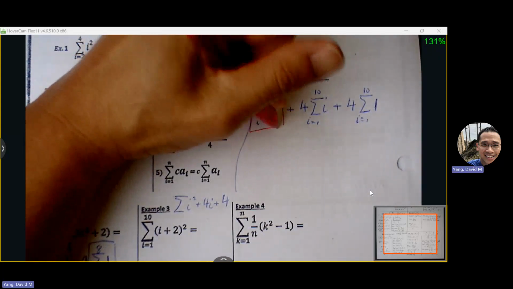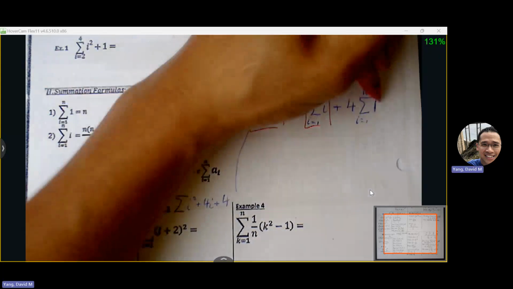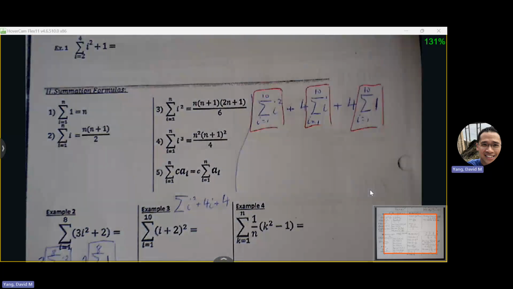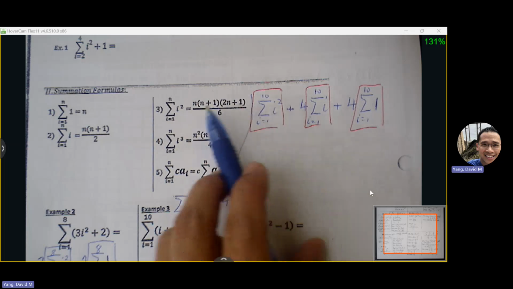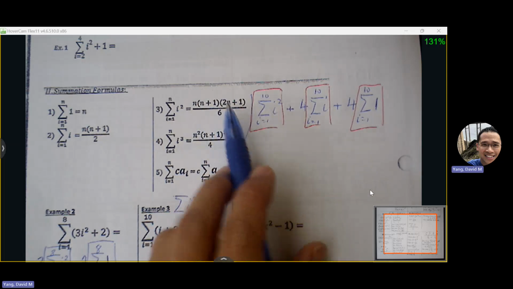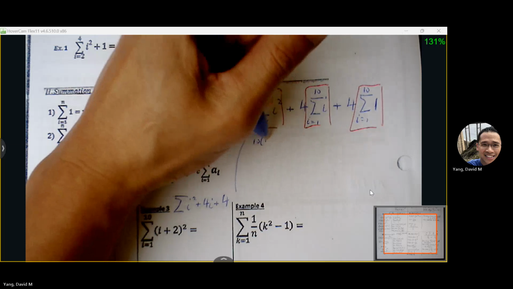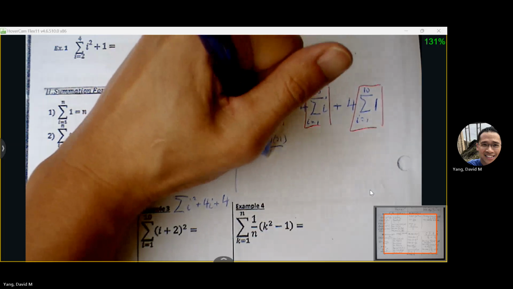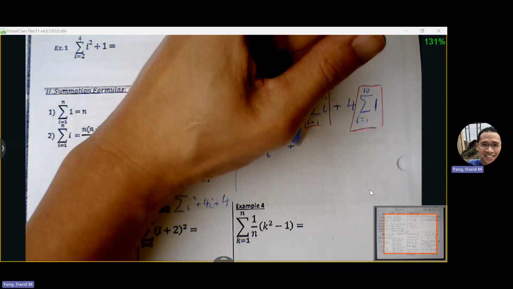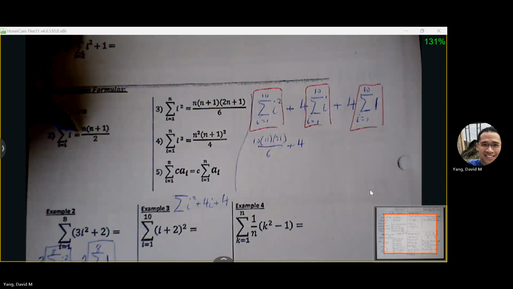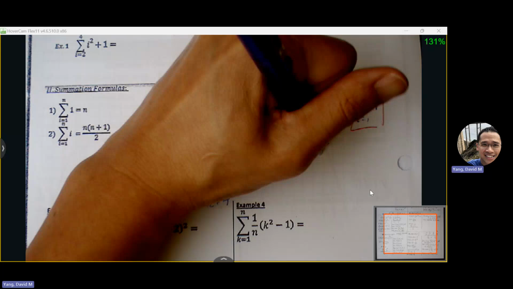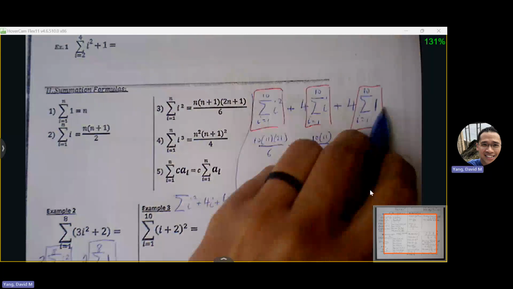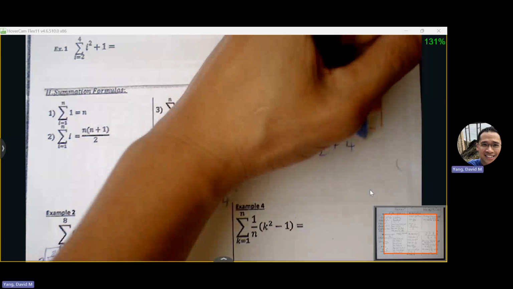So I definitely have a rule that I can apply here. I got a rule that I can apply here and a rule that I can apply here. And the coefficients can just multiply to whatever the sum I found in each region here. This one is just going to be 10 times 11 times 21. This is just 4 times 10 times 11 over 2. And then summation 1 is just going to be n, just 10.